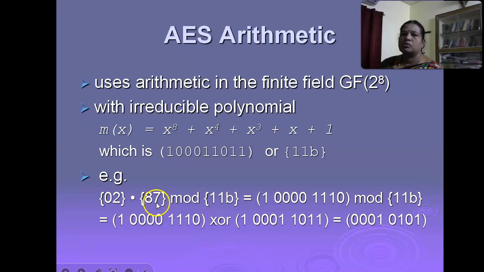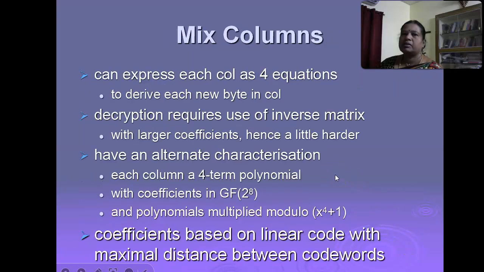So 02 is multiplied with 87 mod 11b. This is an example and our output is this. So this way the operation is performed. Next, again some concepts in mixed columns.